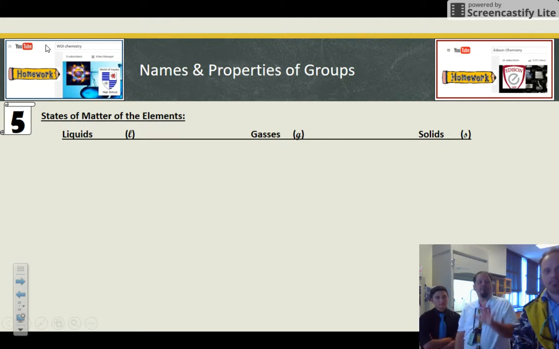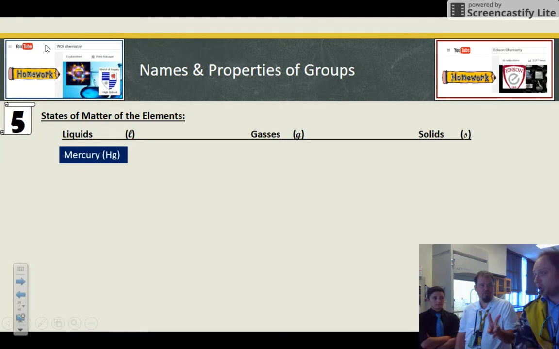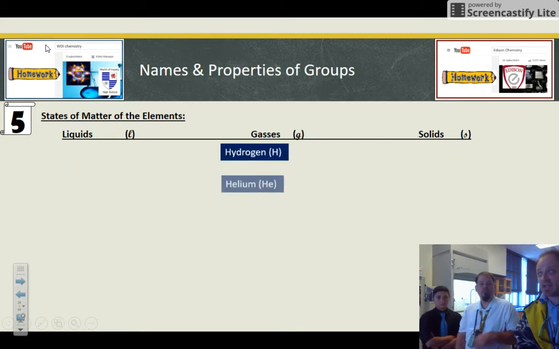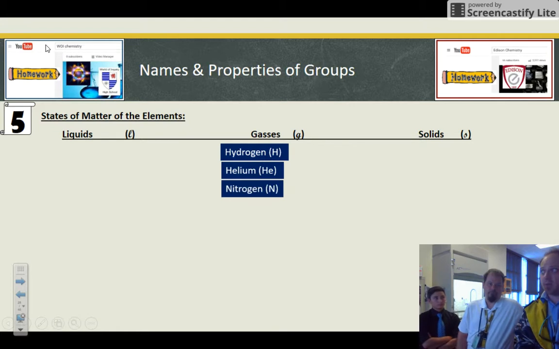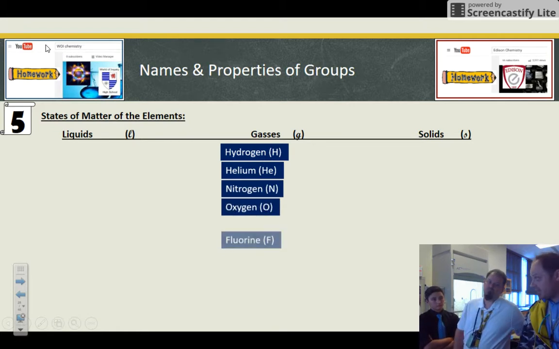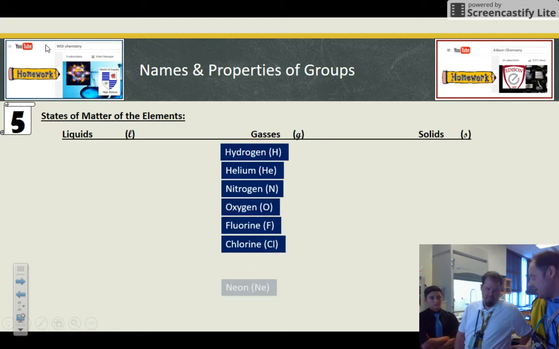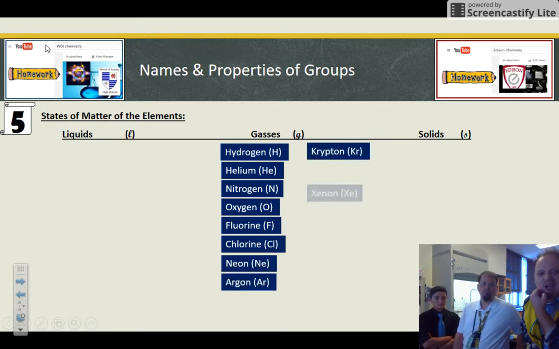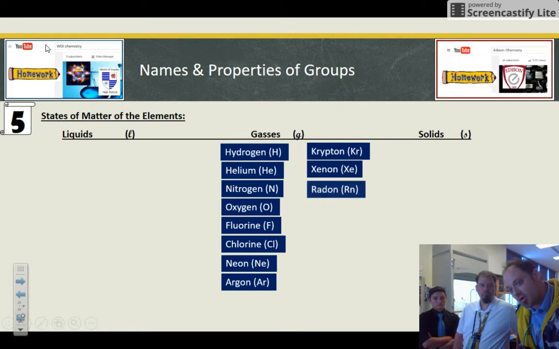All right, states of matter. 3 states of matter. Liquids first. There's only 2: mercury and bromine. We've got a liquid metal and a liquid non-metal. We've got a few gases, and then that's it. Everything else is a solid. The gases are hydrogen, helium, nitrogen, like the diatomic 7 and the noble gases. That's really what it is. Maybe next year we'll put the diatomic 7 and the noble gases right next to each other.